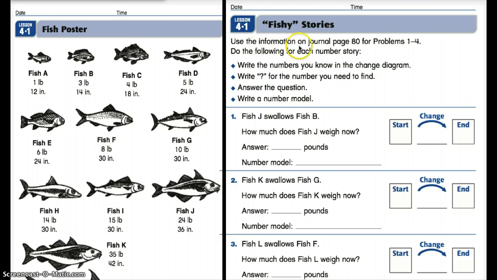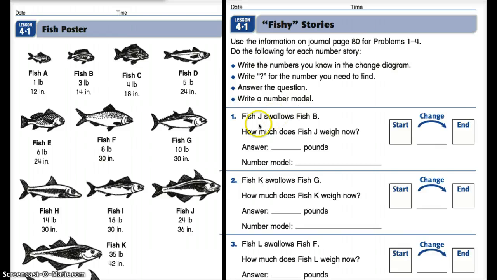It says use the information on journal page 80 for problems 1 through 4. Do the following for each number story. Write the numbers you know in the change diagram. Write question mark for the number you need to find. Answer the question, write a number model. Okay, so we have 4 things that we need to do for each one of these.